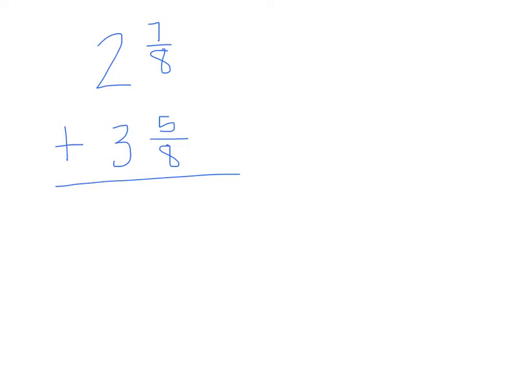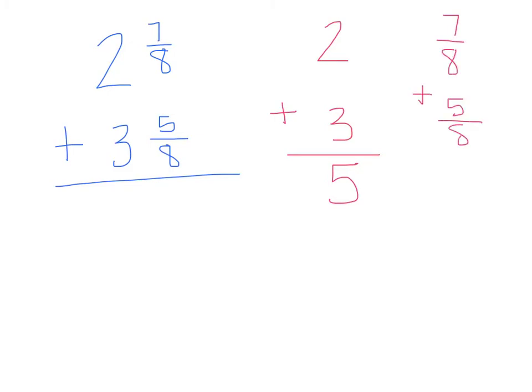So I think I'm going to separate these two like I did before and do 2 plus 3, because those are the whole number parts. 2 plus 3 is 5. And then I'm going to write off to the side 7/8 plus 5/8. And then eighths are eighths, so that stays the same. 7 plus 5 is 12. So of course we can't really leave this as 5 and 12/8.